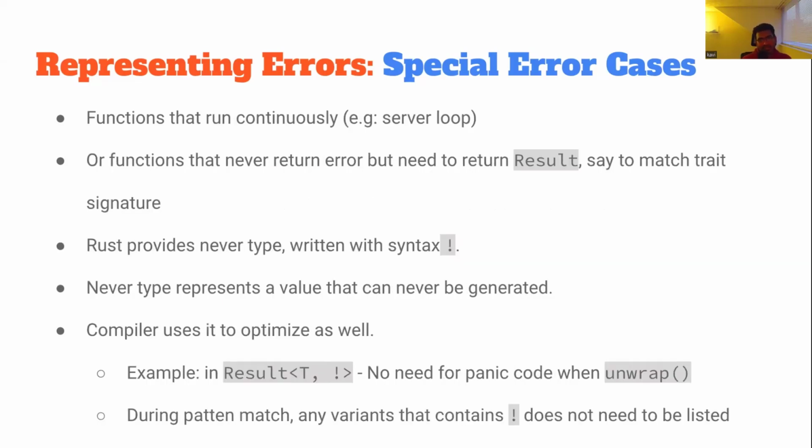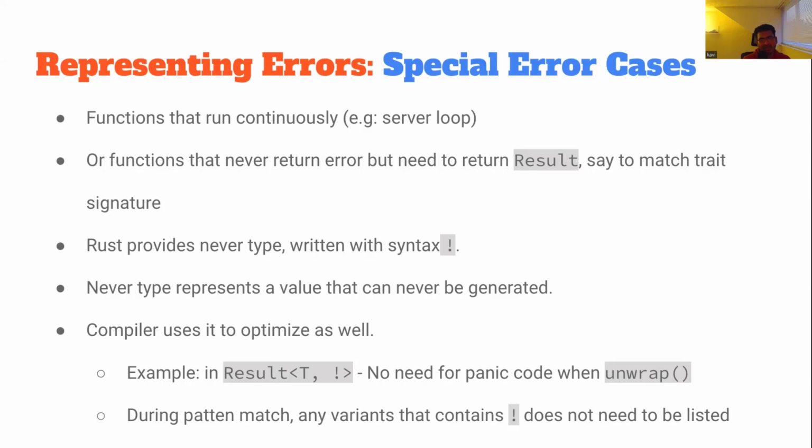The second case is what if your functional method runs continuously in a loop, or you know for sure your method may not return, for example, there is a panic or some exit function inside it. How do you represent that in the Rust type system? Rust has this never type, which is represented by just an exclamation mark. Whenever you use this exclamation mark in place of a type, Rust understands this particular type can never be generated.